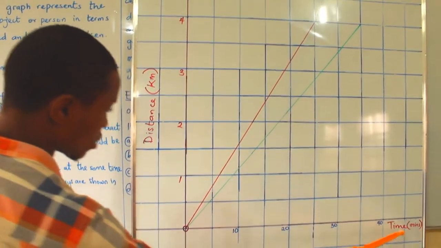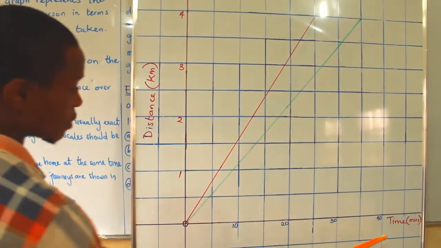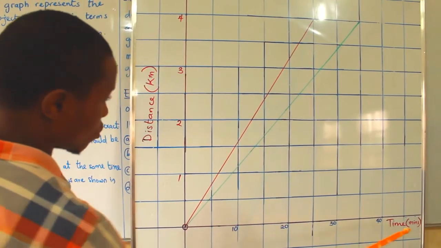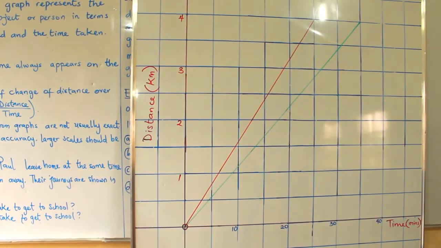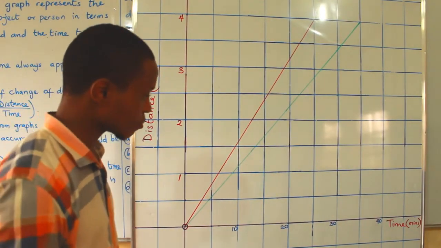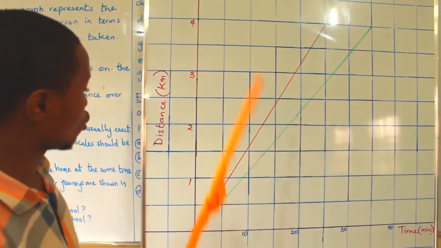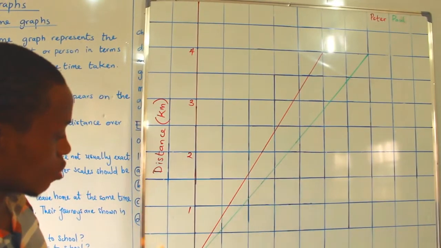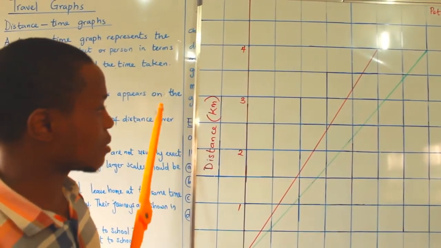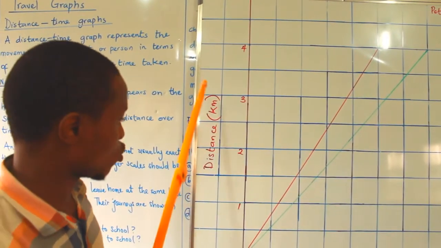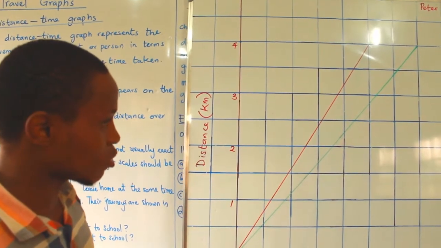This is the axis for time. For all travel graphs, time is always on the horizontal axis. Then, depending on what kind of travel graph it is, you would see what is on the vertical axis. This is a distance-time graph, so we have distance on the vertical axis.